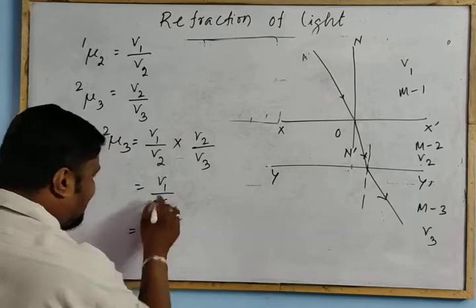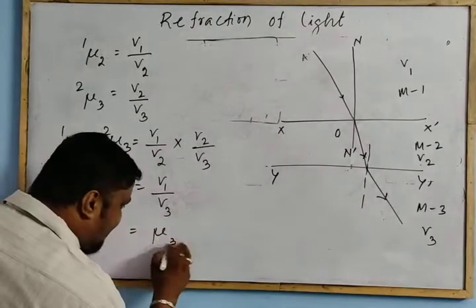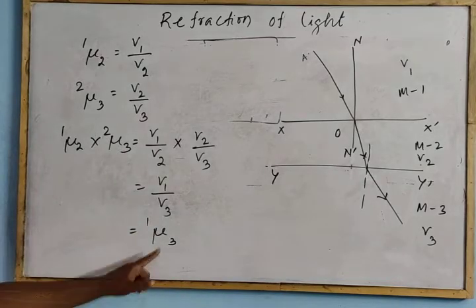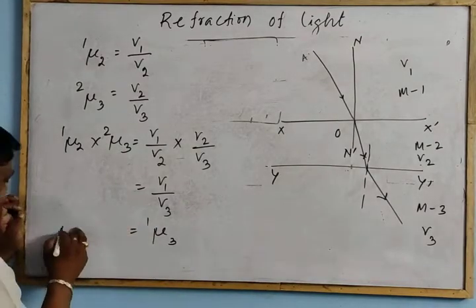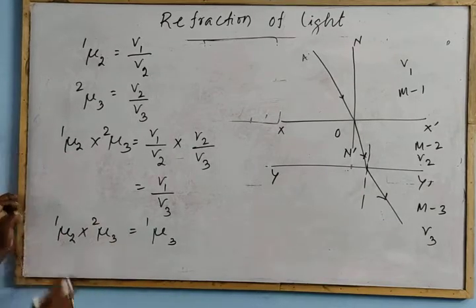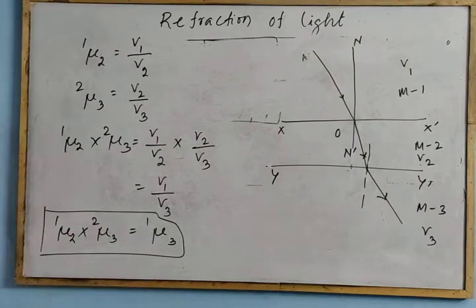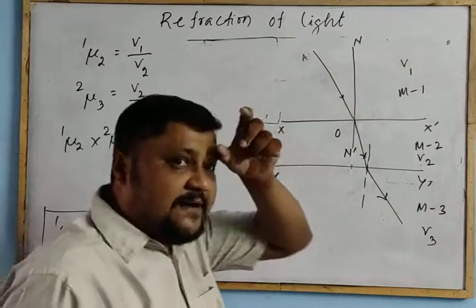What is this v1 by v3? What can you write? Refractive index of which medium? 3 with respect to 1. That means refractive index of 2 with respect to 1 into 3 with respect to 2 equals 3 with respect to 1. This is another relation, and there is a number of refractions.